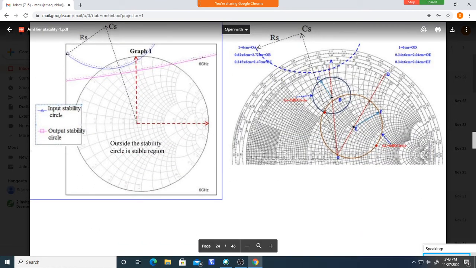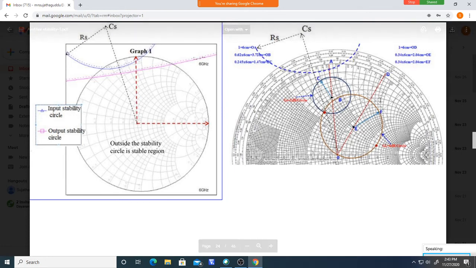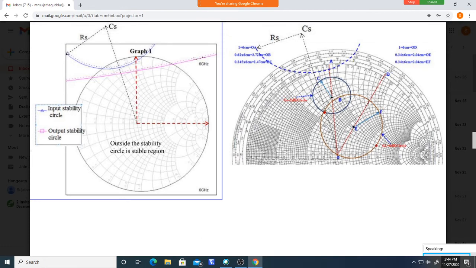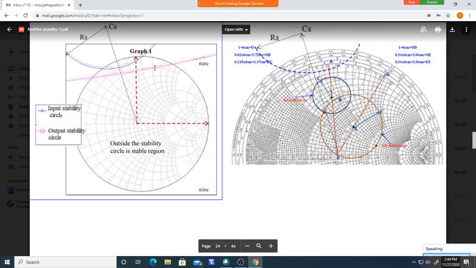This is the 0 dB output gain circle. See like this. Now you can take any value over that. Again, all the values are in the stable region, because you see here the output stability circle is this red, pink colored one. This is the output stability circle. You cannot take values here.